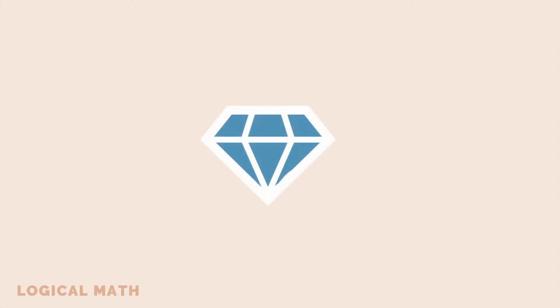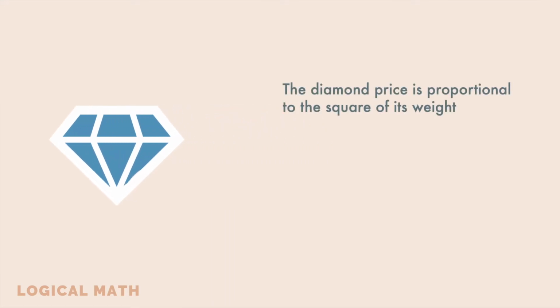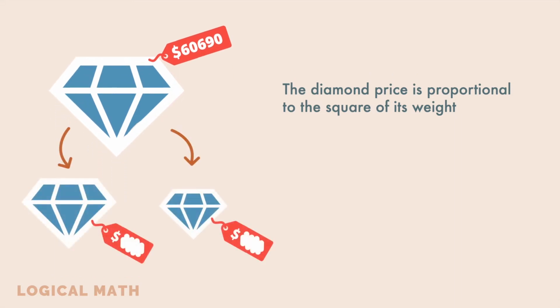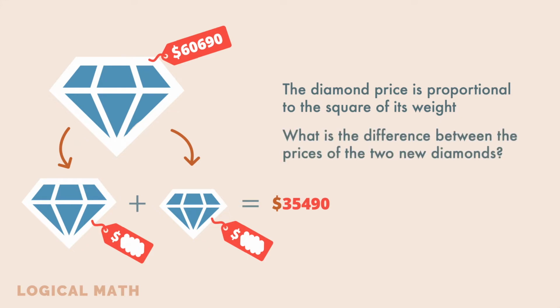The jeweler sells large shiny diamonds whose price in dollars is proportional to the square of their weight. The price of a certain diamond is $60,690. As he couldn't sell it, the jeweler cut it perfectly so no weight is lost into two new diamonds, which total price is exactly $35,490. What is the positive difference in dollars between the prices of the two new diamonds?